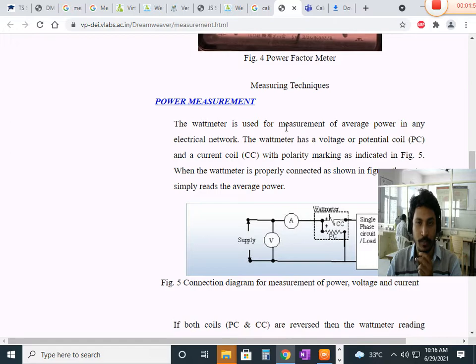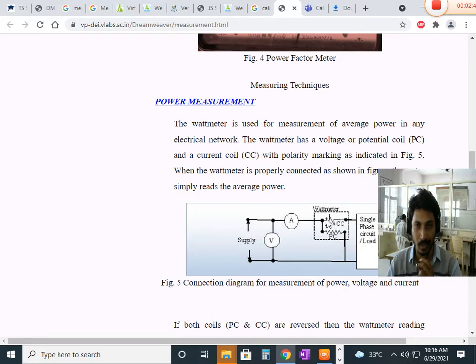The wattmeter is used for measurement of average power in any electrical network. The wattmeter has, as I said, two types of coils: a voltage or potential coil and a current coil, with polarity markings as indicated in figure 5. CC is the current coil, whereas PC is called the pressure coil or potential coil.